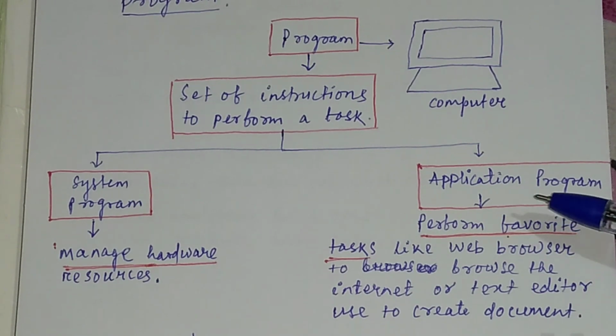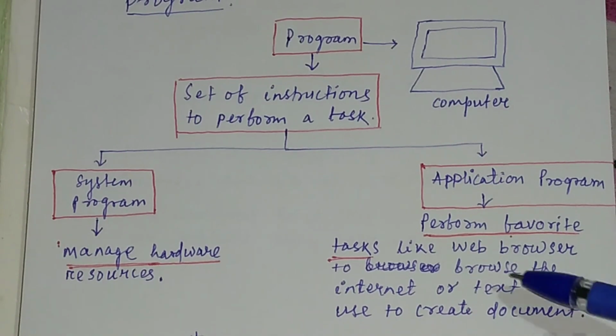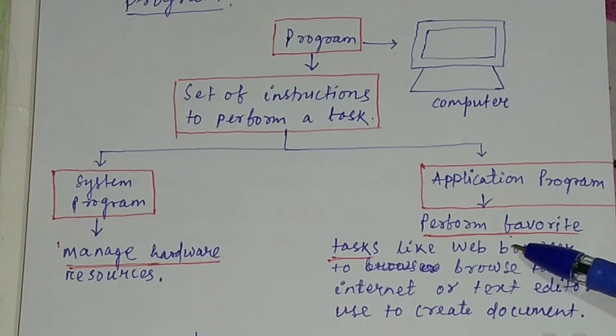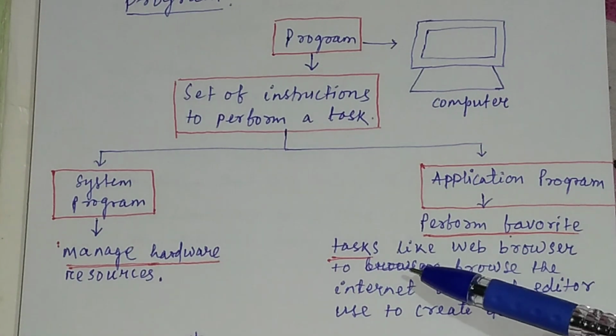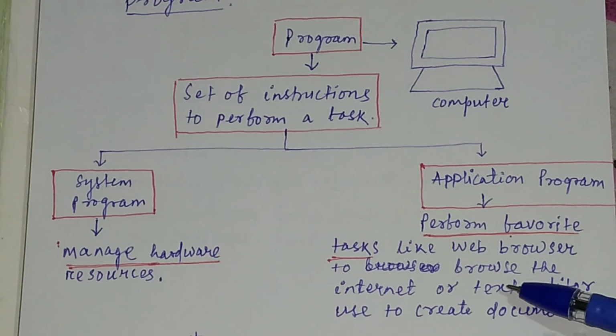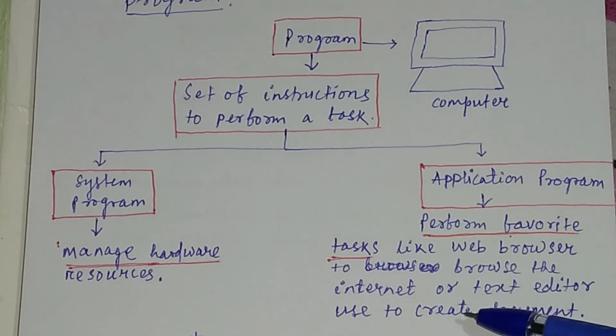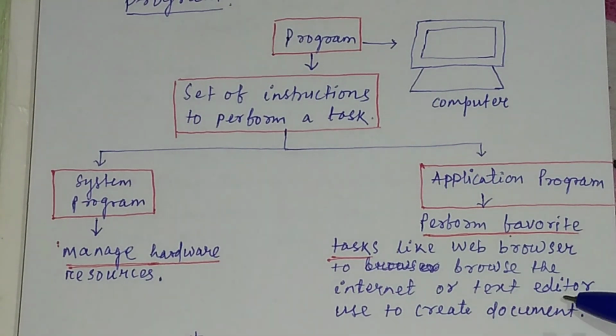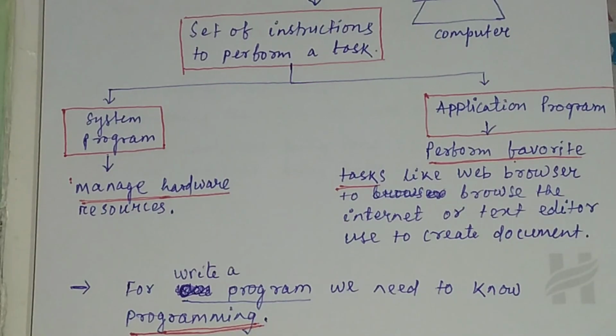And what are application programs? Application programs are meant to perform favorite tasks. For example, we use a web browser to browse the internet. Similarly, we use a text editor to create documents. So these are the application programs. To write a program, we need to know programming.